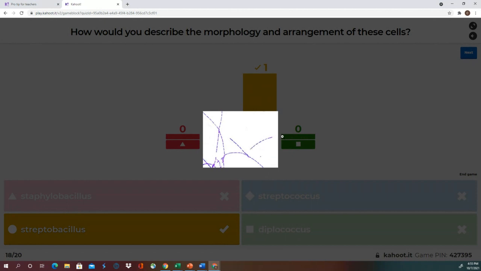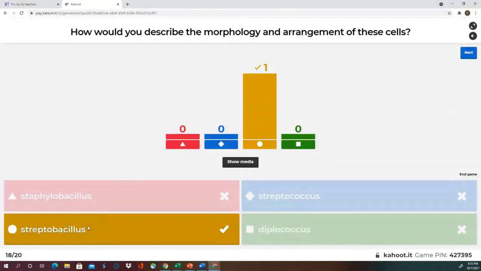Okay, so we have bacillus cells here arranged in very long chains, so that is going to be streptobacillus. Okay, remember, staphylobacillus is not an actual option because they cannot divide that way.